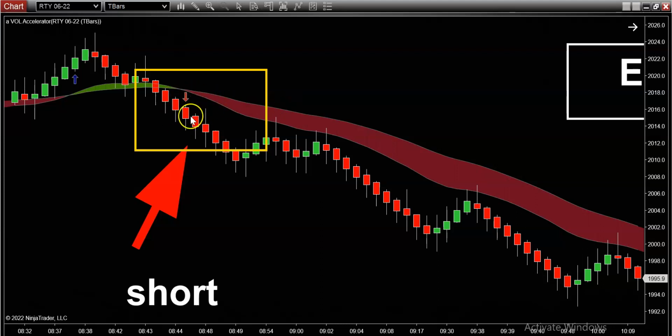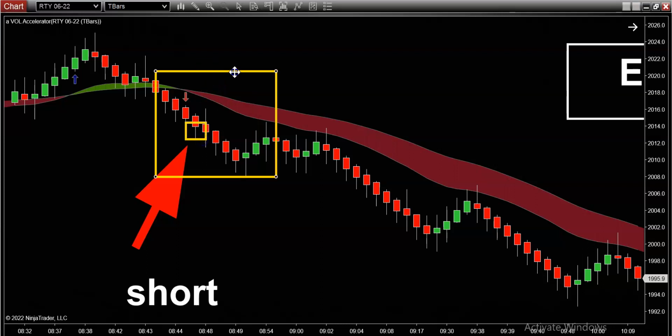Let's go ahead and identify and isolate what a potential setup might look like. You guys see this bar right here? This is the signal bar, but that's not the same as the entry bar. The entry bar is always 1 bar to the right. The entry would happen right over here.